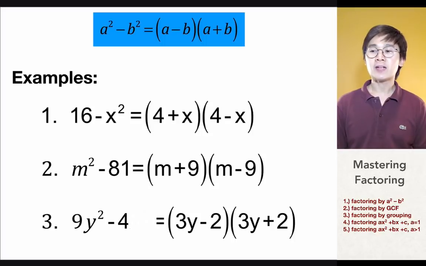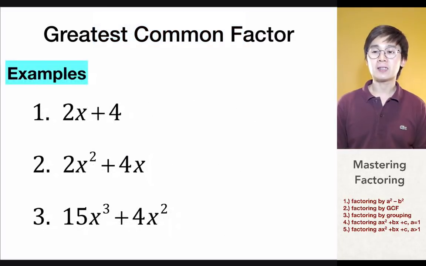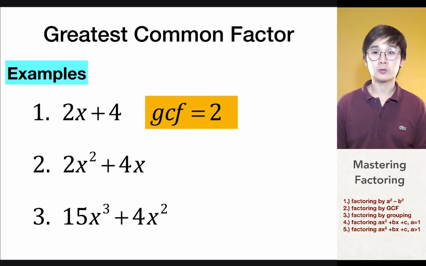Now the second factoring technique that we're going to be using will be the greatest common factor technique. Before we use that factoring technique, let's first review how to find the greatest common factor of a polynomial. So we have 2x plus 4, and the greatest common factor of this polynomial is equal to 2 because 2 is the greatest common factor that can divide 2x and 4. So that's going to be the greatest common factor for problem number 1.